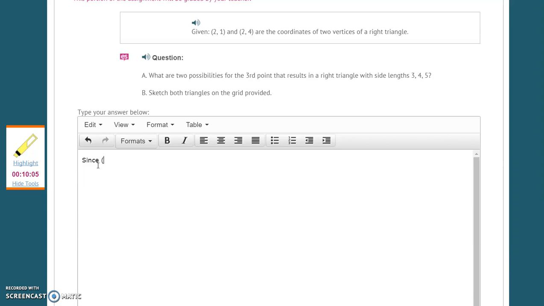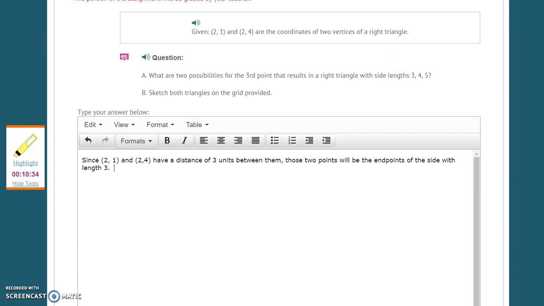So since (2, 1) and (2, 4) have a distance of 3 units between them, those 2 points will be the endpoints of the side with length 3.